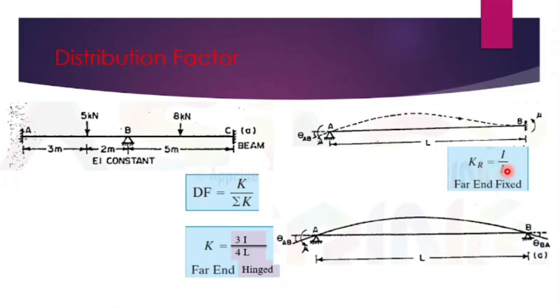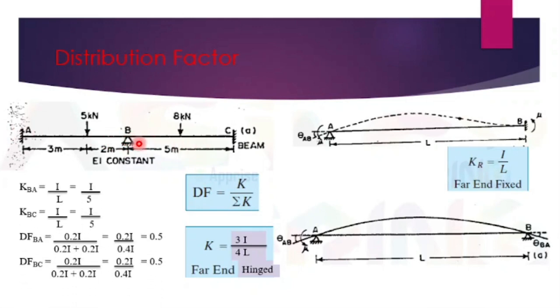How many distribution factors you have to find? Two numbers. You have two members, hence you have to find two distribution factors. Okay. So what is the formula? K, that is K B to A. You are having B, it ends at the joint A. So at B to A, the formula is I by L. I divided by, what is the L? Length is 5 meter. So I by 5 is written here, and B to C, the opposite end is fixed, hence I will be using I by L, that is I by 5. Now both are same, BA and BC both are same.